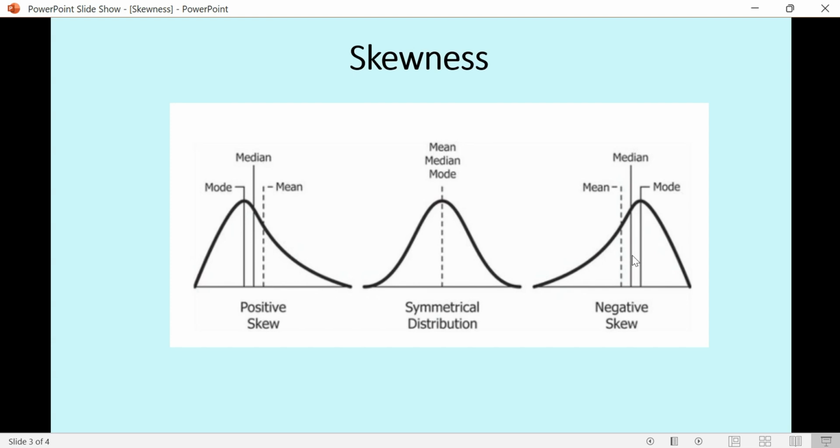And this item represents the negative skew, which has a longer tail on the left side, on the lower value side. So here the mean is lower than the median and lower than the mode.